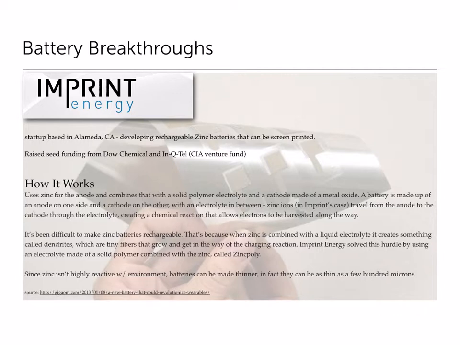You can kind of read this, or maybe you've been reading it as I've been talking. But zinc, if you try to use it in a battery situation, basically forms things called dendrites, which are tiny fibers that grow and get in the way of the charging reaction. So Imprint Energy solved this hurdle by developing something called zinc poly. It's a zinc-based polymer that is safe with the environment, but I guess the dendrite issue has been mitigated or even solved. I'm not really sure. Again, it's their secret sauce.